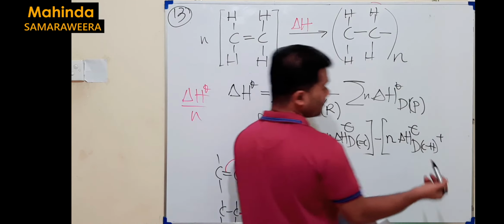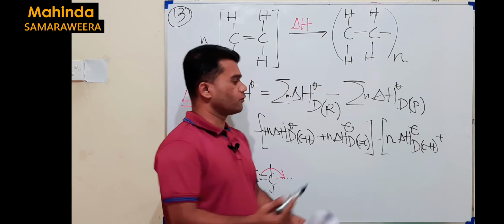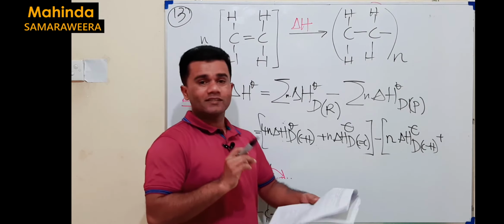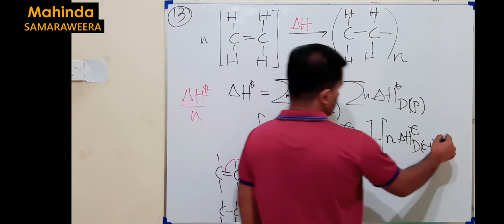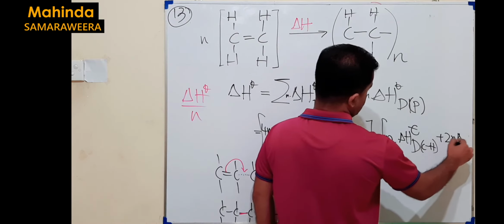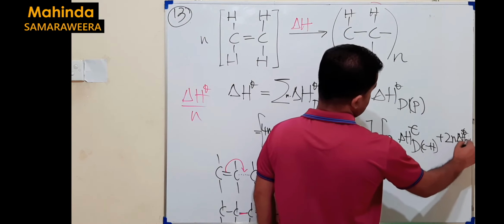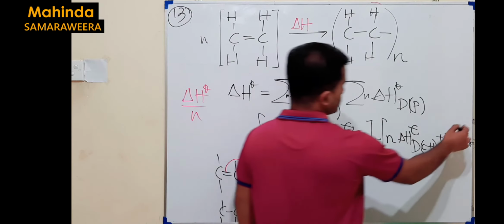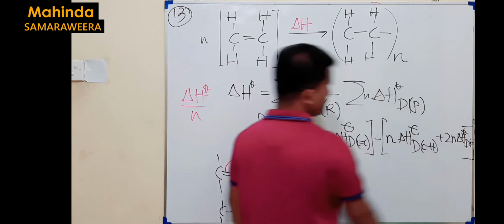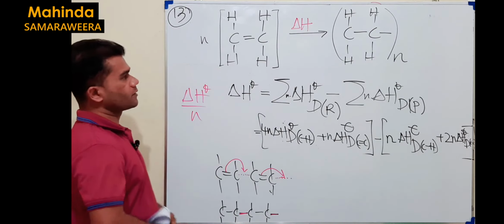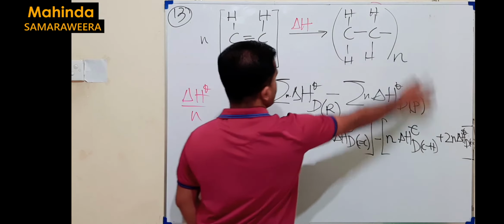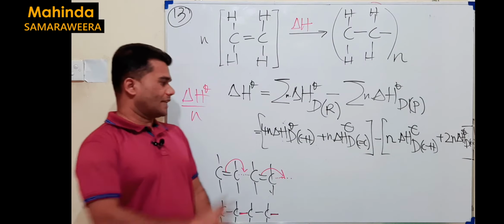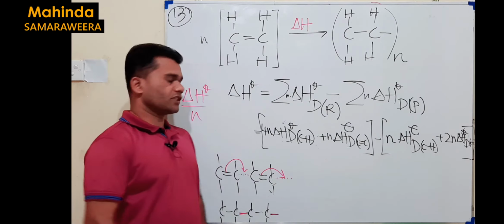This is actually the difficult part. Most of you cannot notice this part. We break 2n times D(C-C) single bond. There are 2 for each unit, but n units, so 2n times. So that's the equation. Once we write this equation, it will be easy to get the answer.